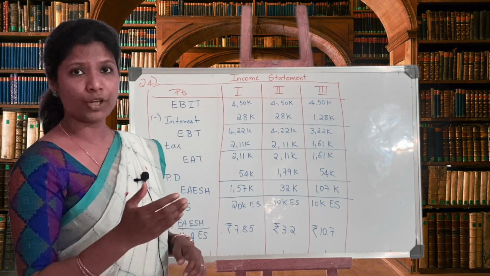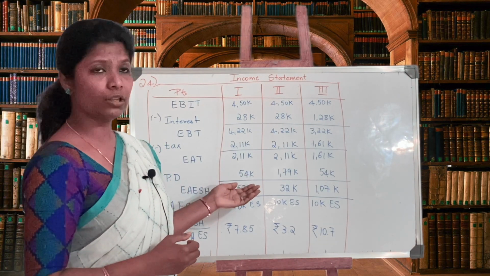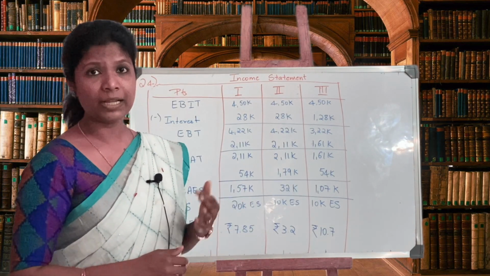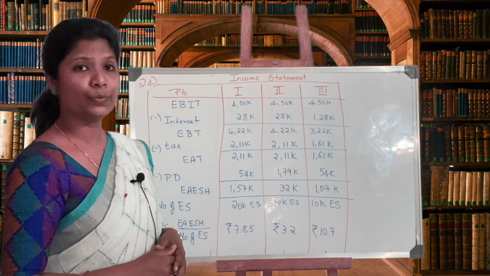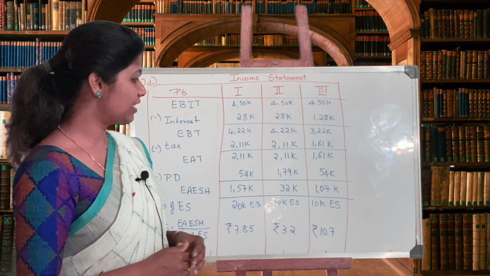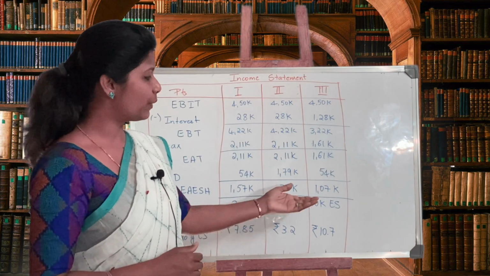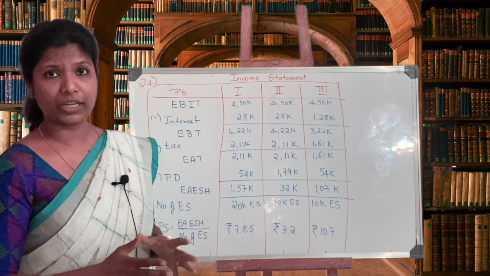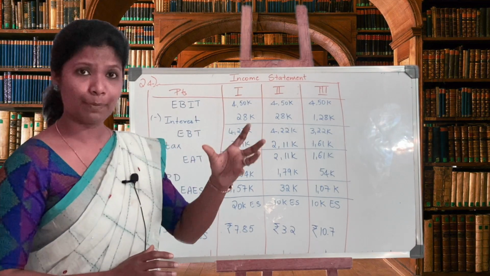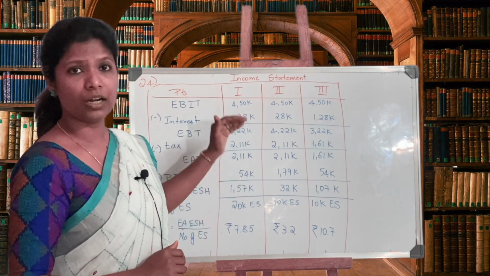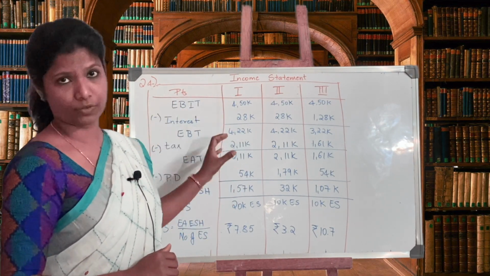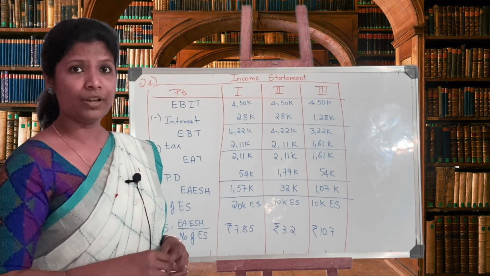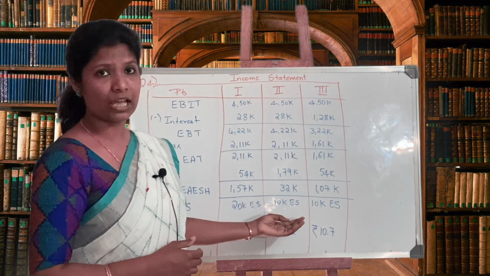Now preference dividend, according to working note number 3, is 54,000 for the first plan, 1,79,000 for the second plan, and 54,000 for the third plan. So earnings available to equity shareholders are 1,57,000, 32,000 for the second plan, and 1,07,000 for the third plan. This is the main thing. If you have completed all the working notes properly, you just have to pick up values from there and put them in the required columns or rows. That's it. Now we are going to calculate the number of equity shares, from the last working note number 4: 20,000 equity shares, 10,000 and 10,000.